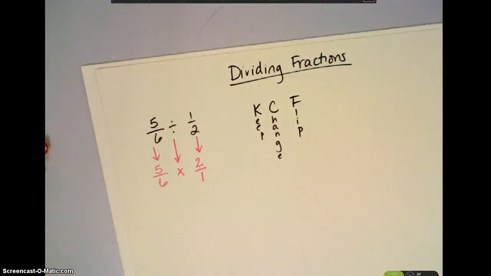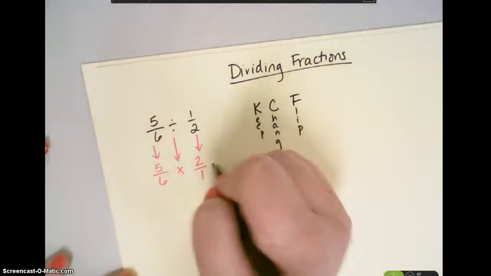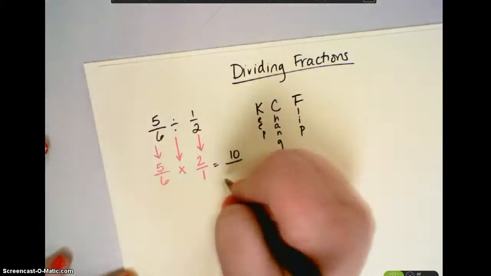You only change division problems into multiplication problems. Don't go changing a multiplication problem into a division problem. That defeats the point. So we're just changing division into multiplication. Now that it's a multiplication problem, I'm going to multiply straight across. 5 times 2 is 10. 6 times 1 is 6.